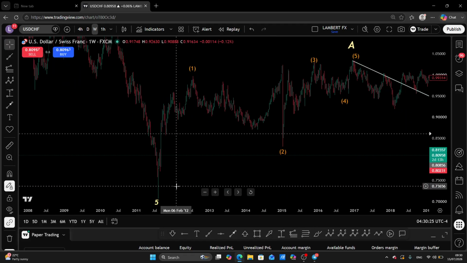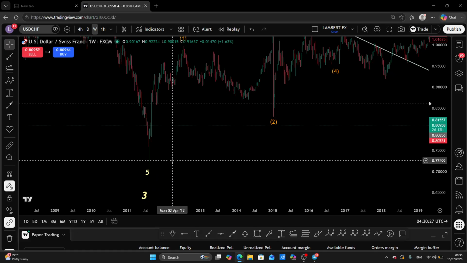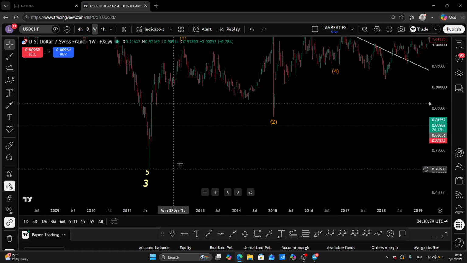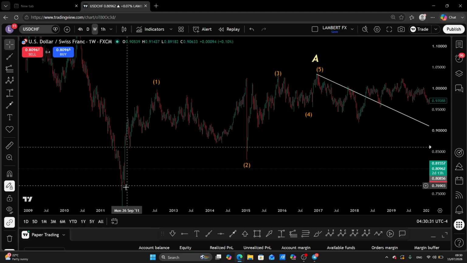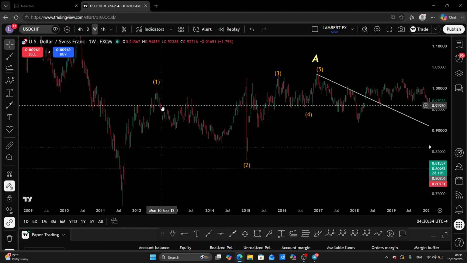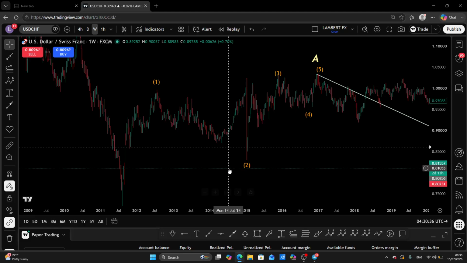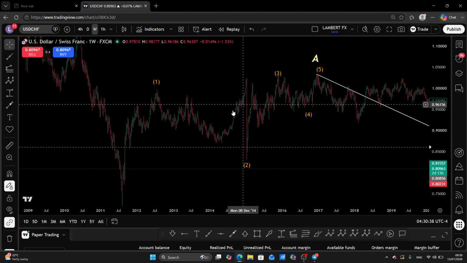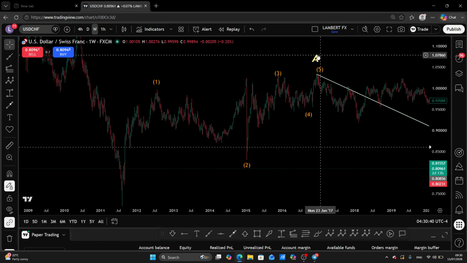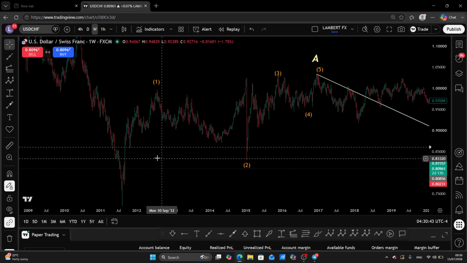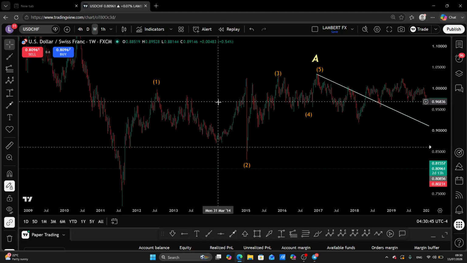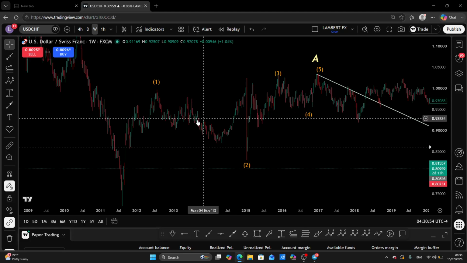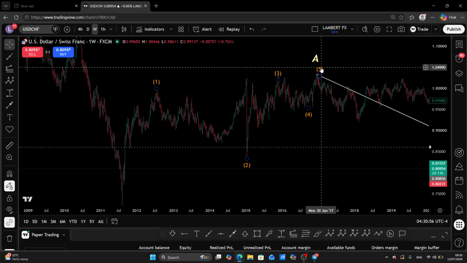So after the 3, so this is our 3. So what we have here is a push-up, okay, for 1, 2, 3, 4, 5. So this is a leading diagonal for A, yeah. So this is a leading diagonal. So a leading diagonal can be found in your leg A of your corrective zigzag pattern, or your leg 1 of an impulsive leg. So this is not an impulse. This is a corrective pattern. So this is our A.